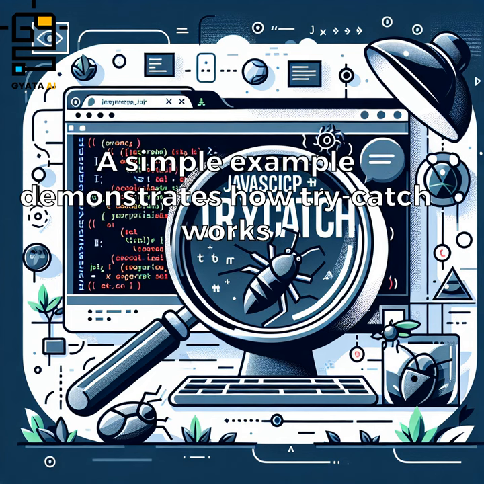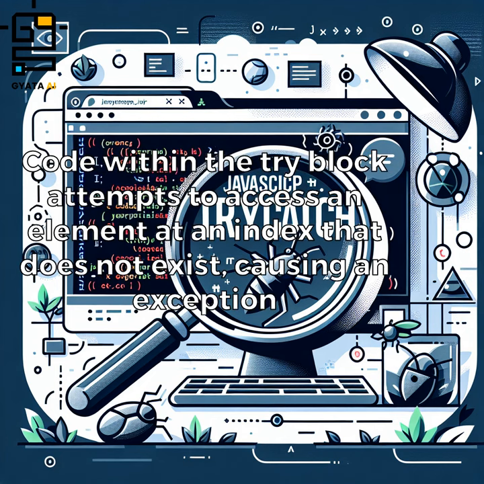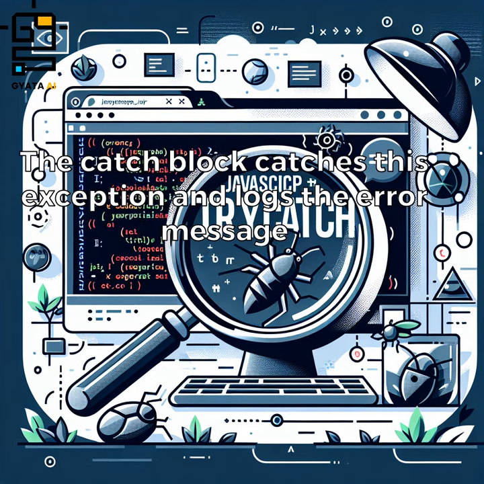Working with try-catch. A simple example demonstrates how try-catch works. Code within the try block attempts to access an element at an index that does not exist, causing an exception. The catch block catches this exception and logs the error message.